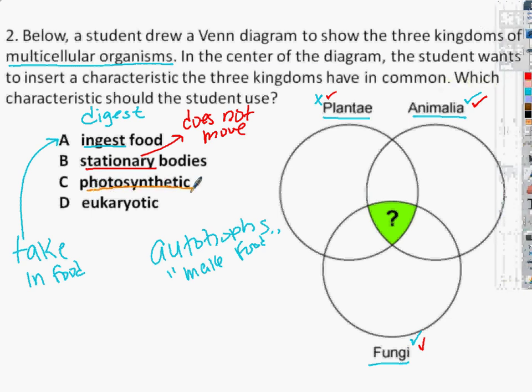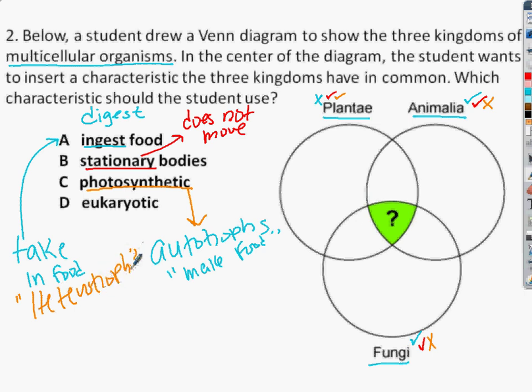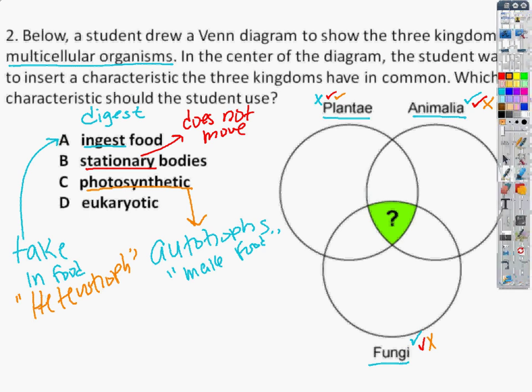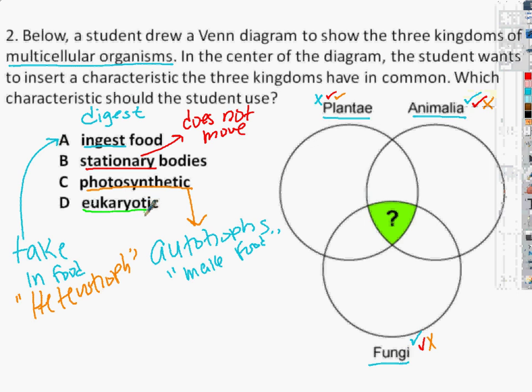Photosynthetic. Okay, that's referring to autotrophs. So plants are autotrophs. Animals, they are not. And neither are fungus. They are both heterotrophs, which means they eat food. So by a process of elimination, we end up with eukaryotic.